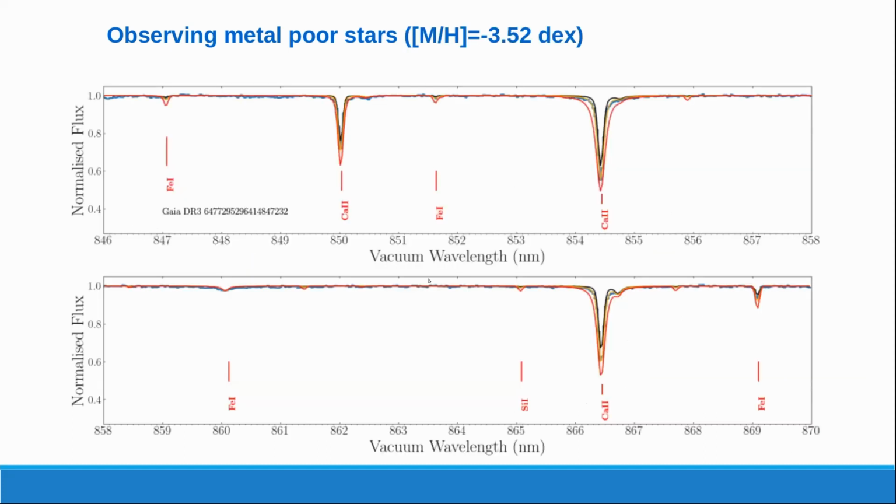This is an example of the fitting of the spectrum of very metal poor stars, metallicity minus 3.5, few lines, but we can detect them. Here, the orange and black lines correspond to the closest grid nodes, the upper and lower closest grid nodes to this value of minus 3.52.